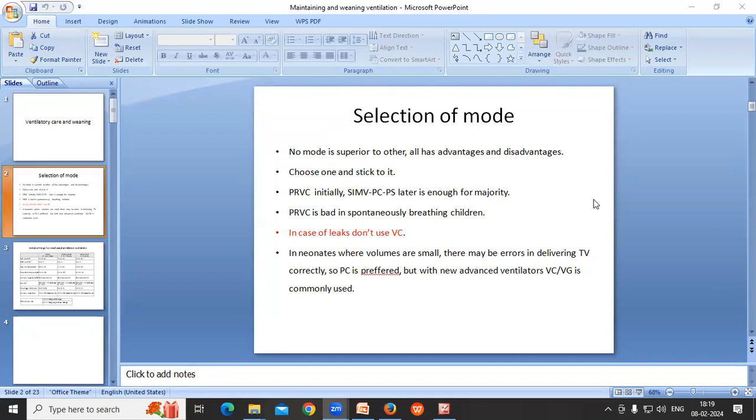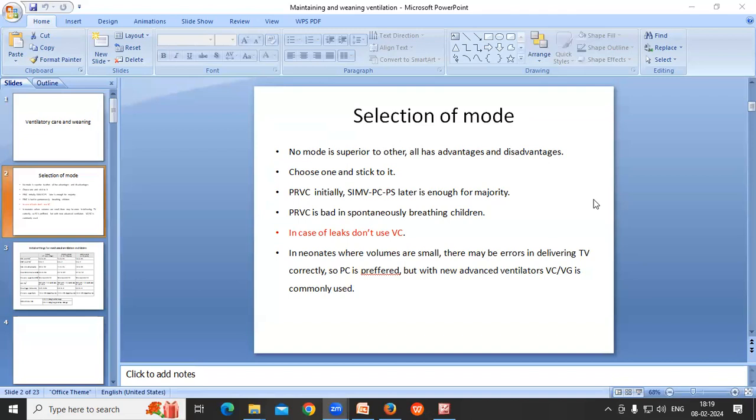So in PRVC, you can combine these two and minimize the side effects. But the main disadvantage is you cannot use it in spontaneously breathing child who is generating its own tidal volume, some amount of tidal volume. And another main disadvantage of volume control mode is you cannot use it in leaks. If your ET tube size is smaller than what you desired to put, and your tube is having some crack or something which is causing constant leaks, you cannot compensate by volume control.